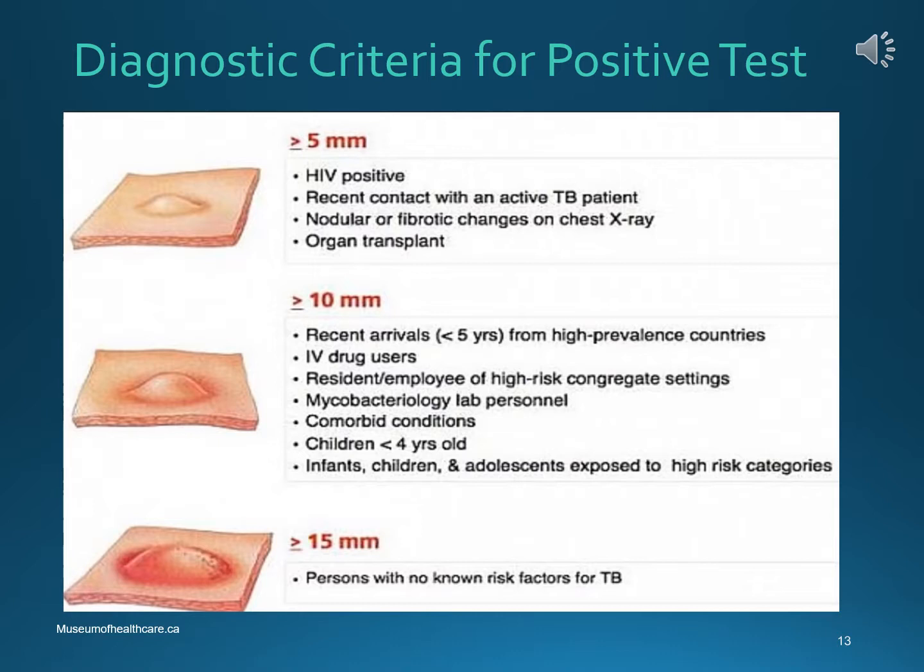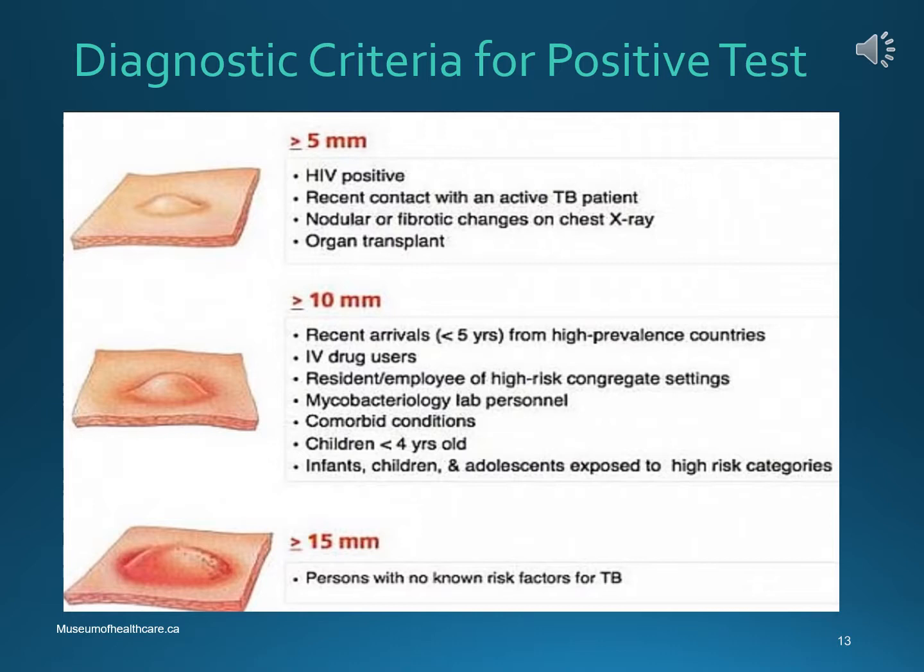So all positive TB tests are not created equal. Depending on which risk group you belong to, you interpret a skin test differently. So we'll start at the bottom. If you are a person with no known risk factors for TB, anything greater than or equal to a 15 millimeter reaction is positive. Anything less than that is negative.